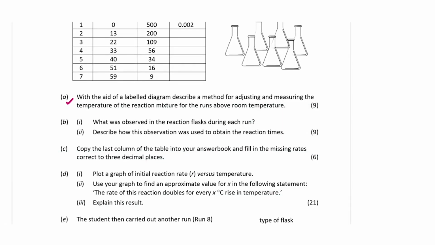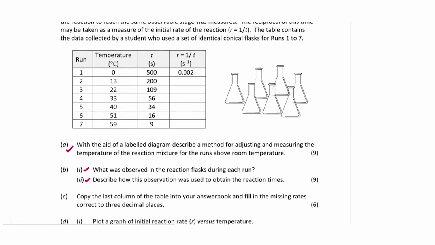Okay, so now we've done question B parts 1 and 2. Let's move on to question C, right? Question C asks us to copy the last column of the table into your answer book and fill in the missing rates correct to 3 decimal places. So here's our table, and we can see that this here is our missing column. So let's fill that out.